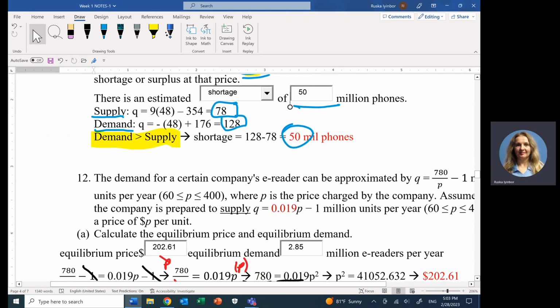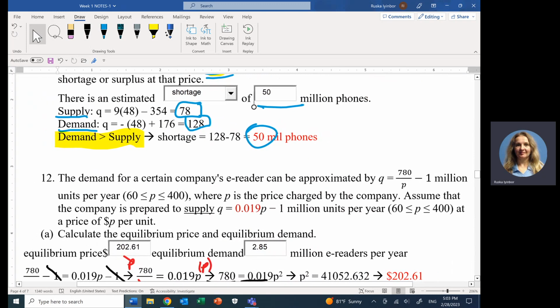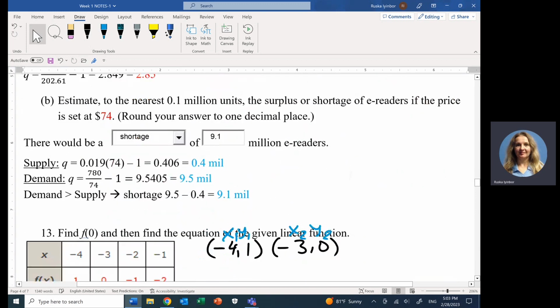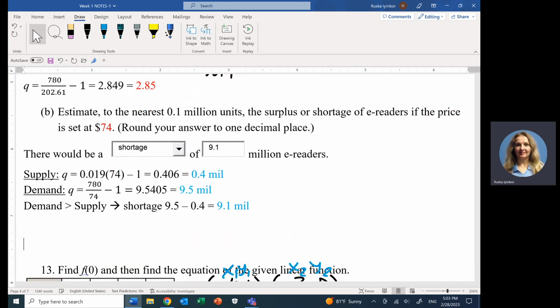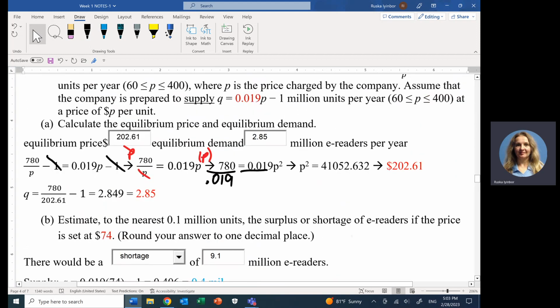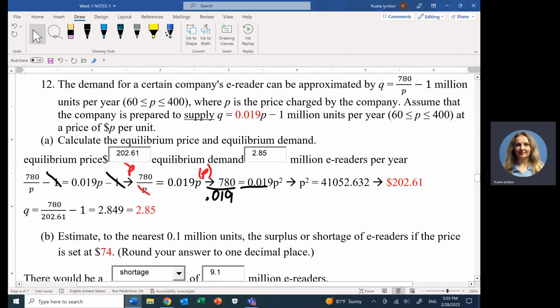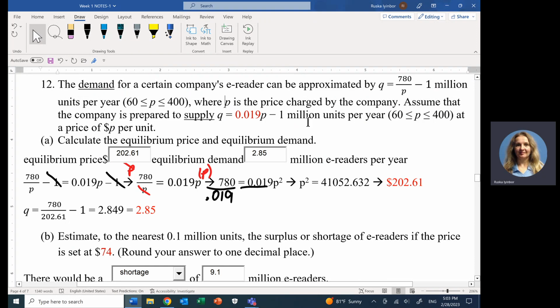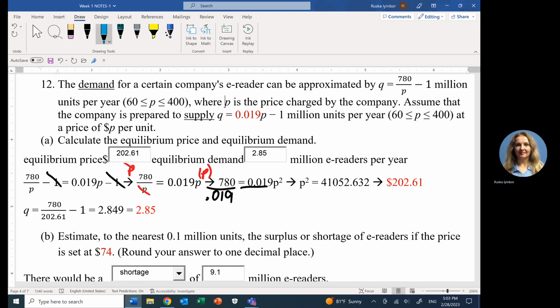Okay? Number 12, it's another application. It's also about supply and demand, so pretty much the same idea. Let me just make it the same page. Okay, there you go. So here we have the demand given. This is the demand for this company's e-reader. So we're talking about an e-reader. This is the equation here for the demand, and this is the equation for the supply, right?